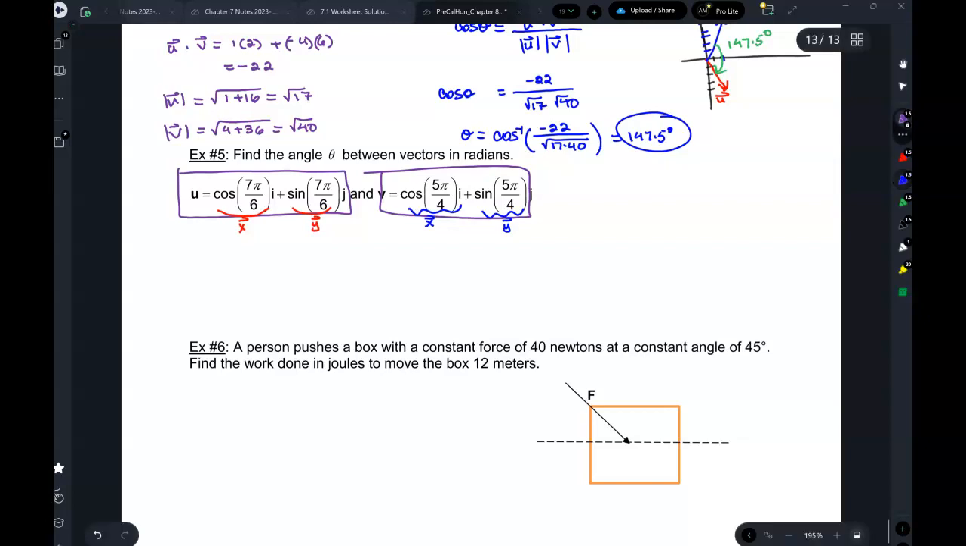Okay, so the way this looks is this. The first one, we have cosine and sine of the same angle. What's the angle? 7 pi over 6. So where is 7 pi over 6? Right here.